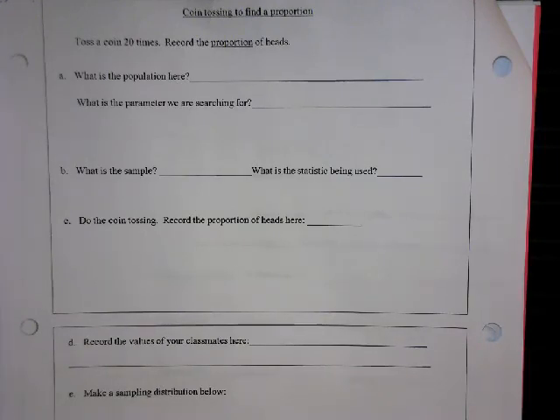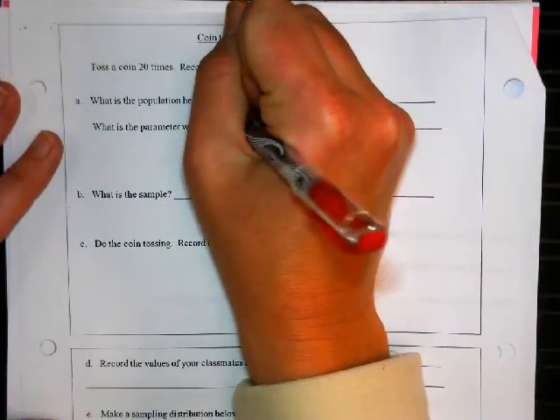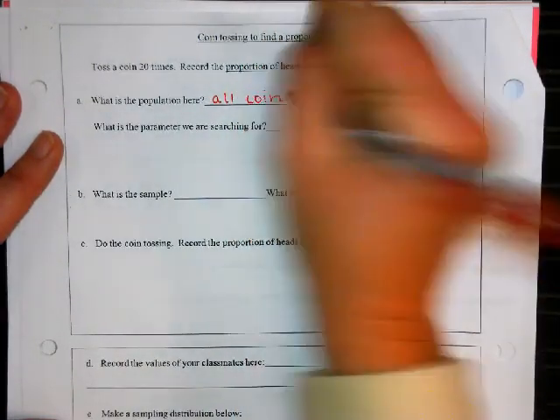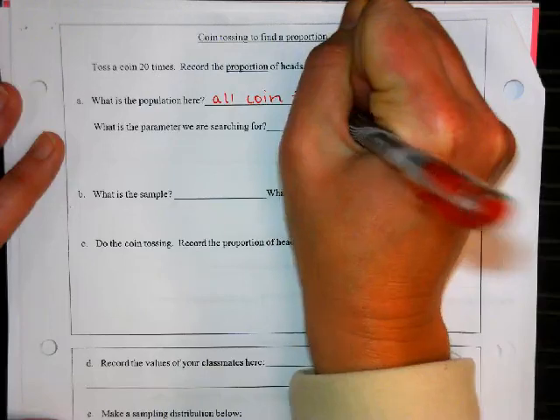Do coin tosses happen outside this classroom? Do they happen all the time? Yes, millions upon millions. Every time there's a sporting event, there's a coin toss. So we'll just say all coin tosses ever, because we don't know how many there have been.